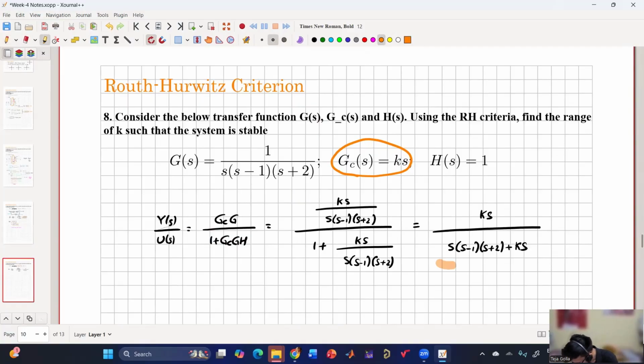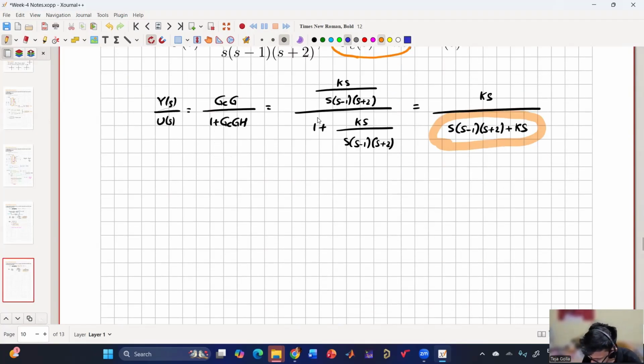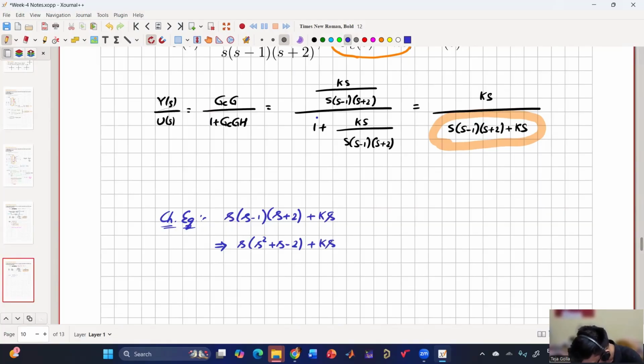This is the polynomial characteristic equation that I'll be considering. So let us consider it. Characteristic equation: s into (s minus 1) into (s plus 2) plus Ks. So we'll have s into (s square plus s minus 2) plus Ks. If I consider, I will get s cube plus s square plus (K minus 2) into s. This is the characteristic equation that I got.